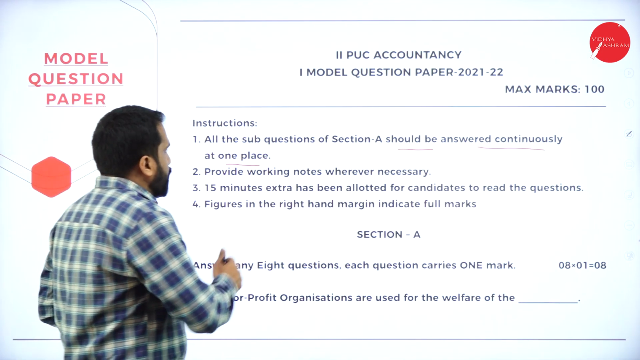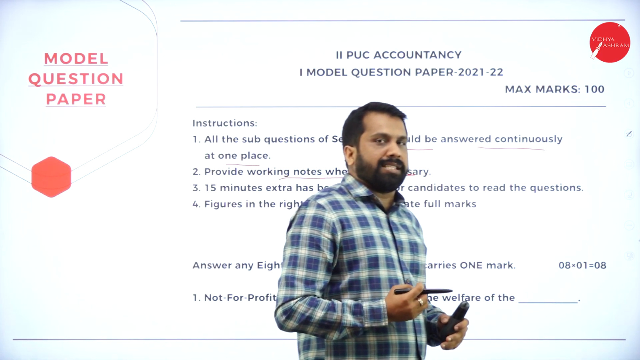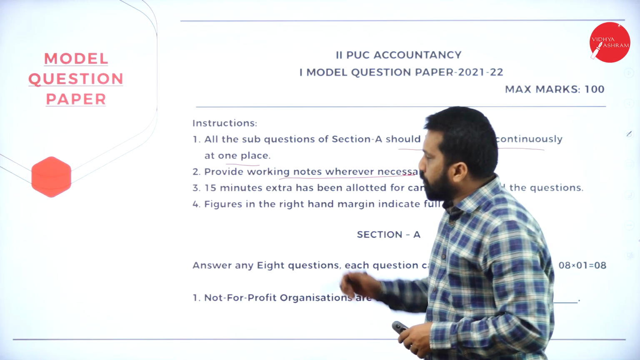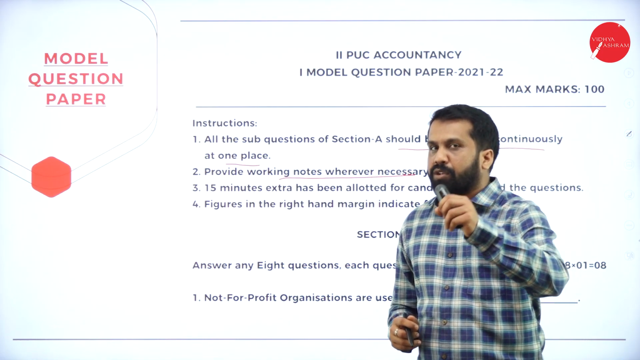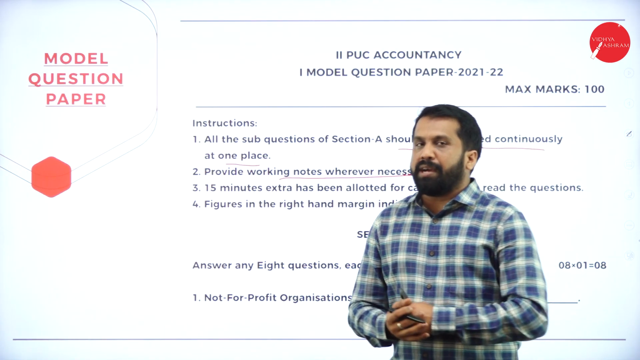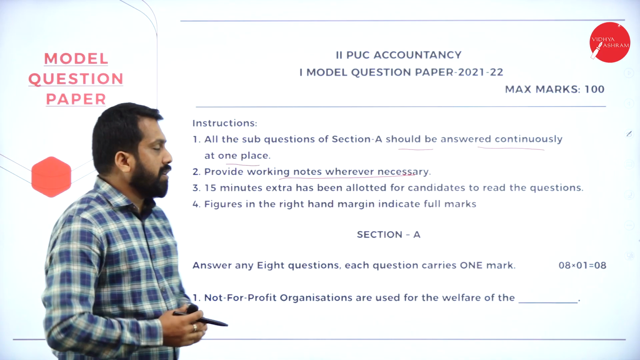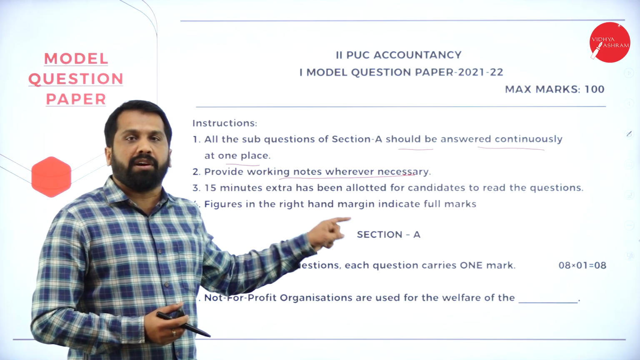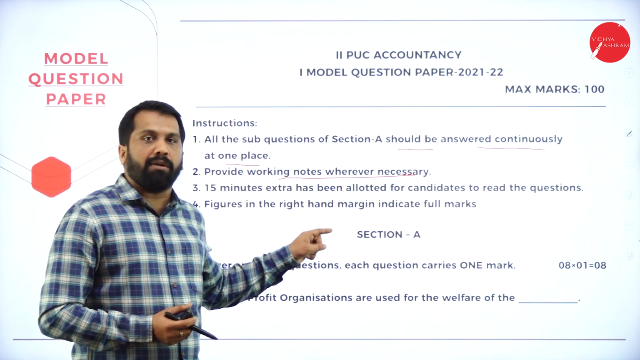Then, second one, provide working notes wherever necessary. For example, in the offline classes also, I keep repeating that even though it is 1 plus 1, you have to show it in the answer sheet. Even though it is 5 multiplied with 2, you know that it is 10. You already calculated in your mind or in the calculator. But remember this word, even though it is a small calculation, you have to show it in your answer sheet, because for your working note also you have marks.